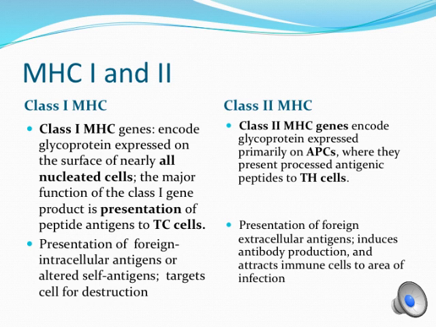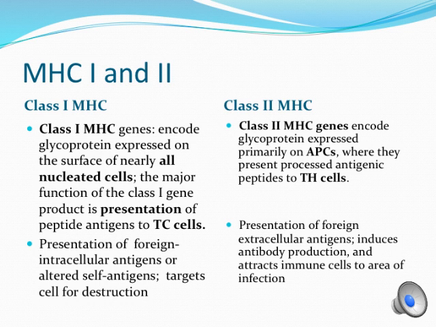Class 1 MHC genes encode glycoprotein. I hope all of you understand a glycoprotein. So there are proteins on your plasma membranes, and when they have the carbohydrate molecule on them, they are known as the glycoprotein molecules. So they encode the glycoprotein expressed on the surface of nearly all nucleated cells. Whatever nucleated cells you have in your body, the glycoprotein on them is encoded by the class 1 MHC gene.